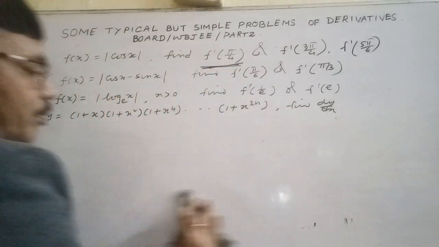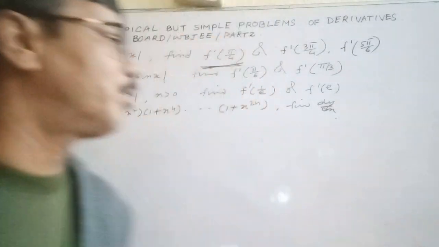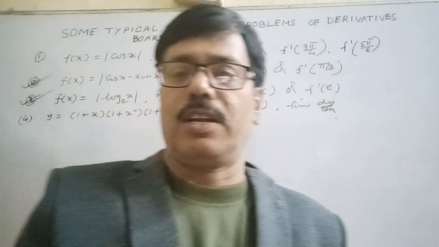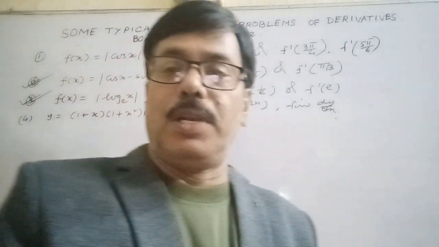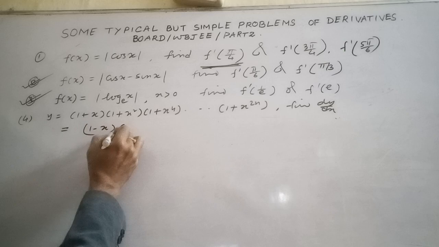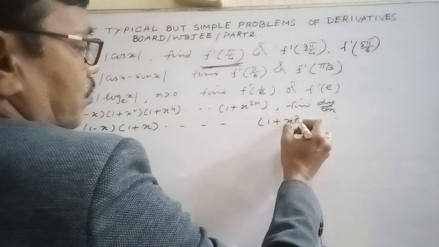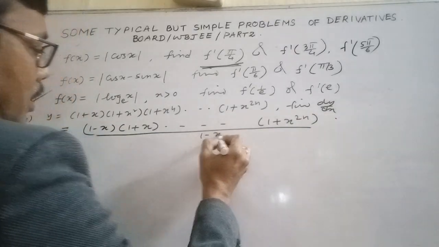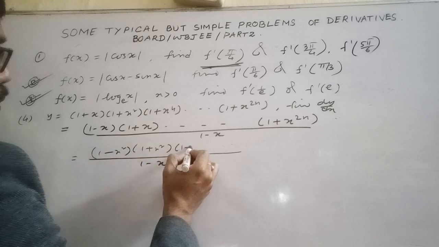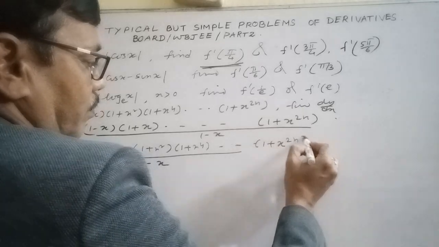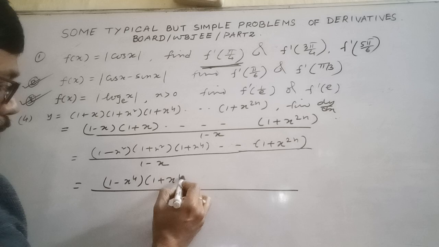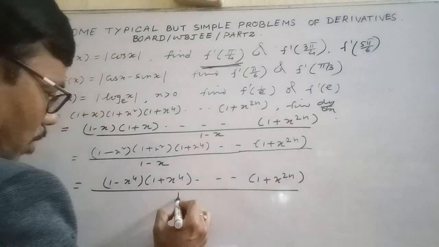And problem number 4. This is also a simple problem of part 1. Now, you learn later that it is a product of several functions, so you can take log on both sides. But if it is a problem of class 11 or 12 also, you can simplify it. Look, if you multiply 1 plus x by 1 minus x, you get a simplified form. And it is balanced by dividing by 1 minus x. So this is 1 minus x square into 1 plus x square into 1 plus x to the power 4 up to 1 plus x to the power 2n. Proceeding in this way, you are getting the formula 1 minus x to the power 4, then 1 plus x to the power 4, up to 1 plus x to the power 2n, divided by 1 minus x.